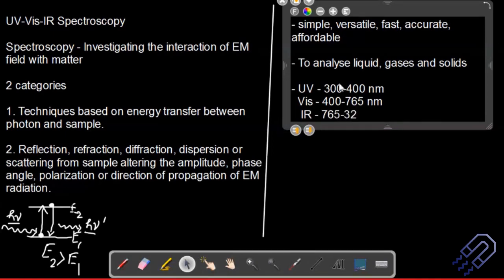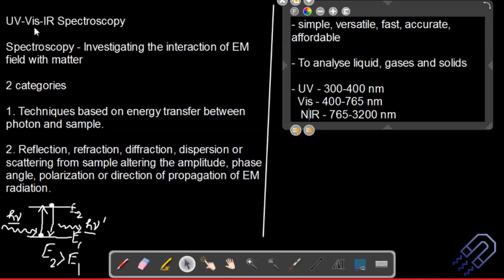So 765 to 3200 nanometer would be IR, and this is not exactly IR beyond. This would be near IR, the near infrared region. If you go above that, we cannot have far IR and mid IR incorporated along with UV visible because IR radiation generates a lot of heat, so such devices need to be made separately.